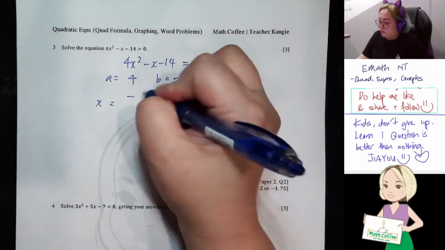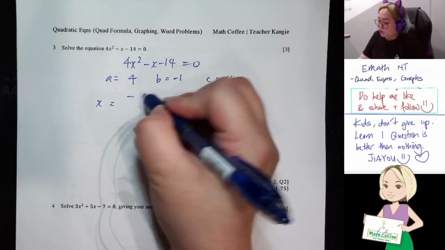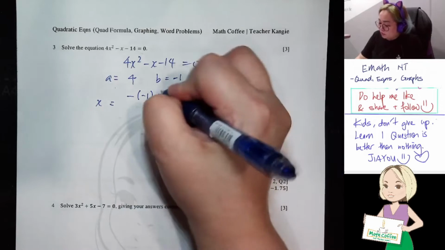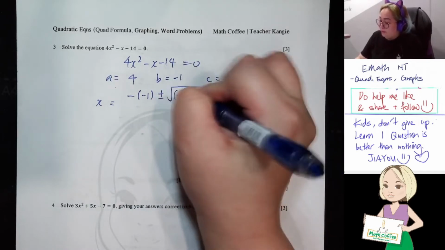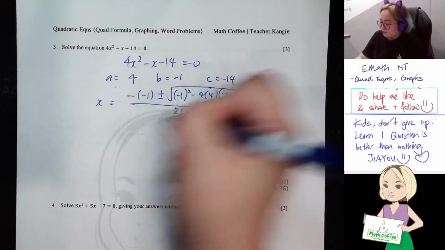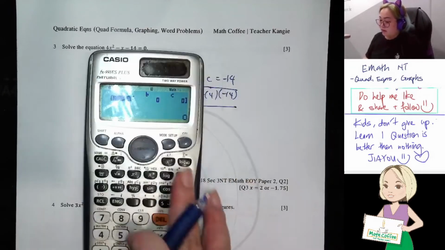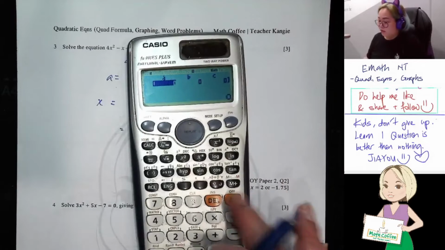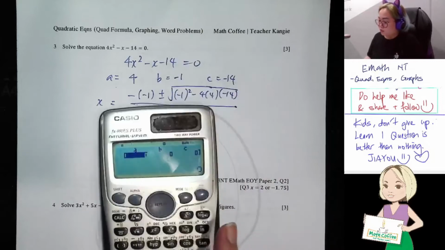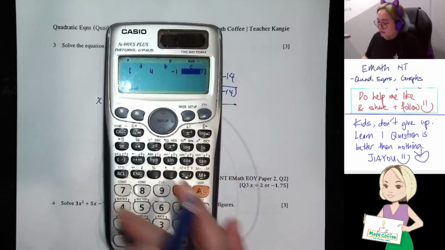So apply the formula. Minus B, be careful, your B is -1. So you have to put minus -1 because the formula is minus B plus minus square root B squared minus 4AC over 2A. And again, you can key in your calculator. If you are already in the same mode, you can just key in AC and it will clear the previous entries. So my A is 4, my B is -1, and my C is -14.